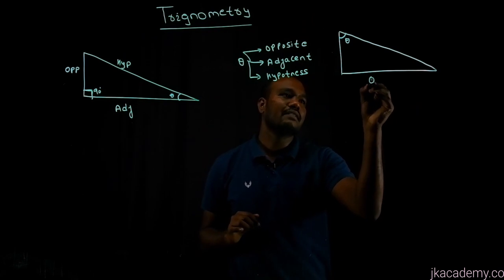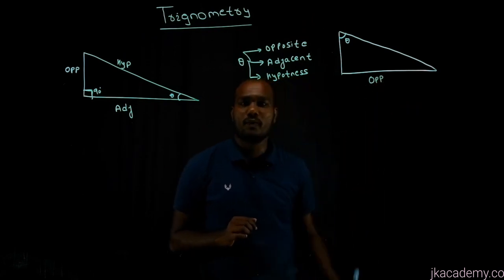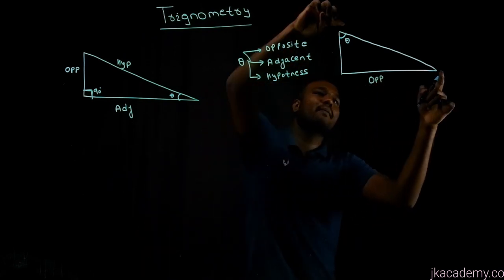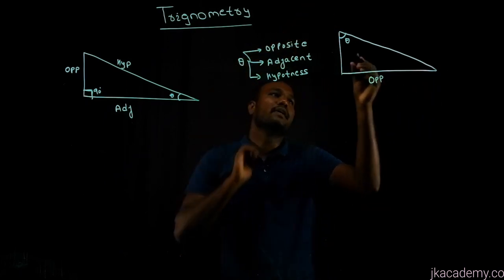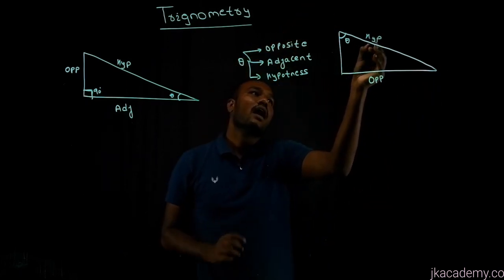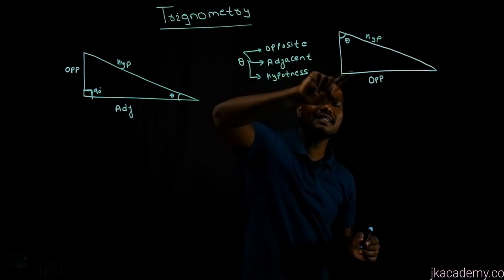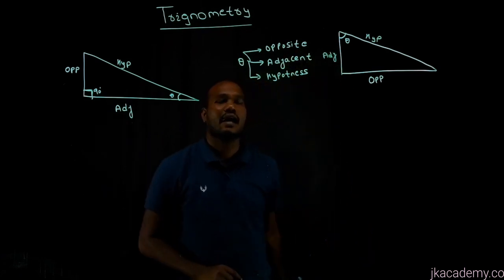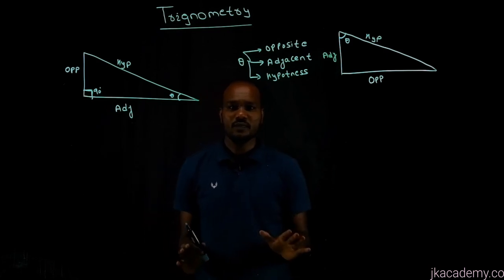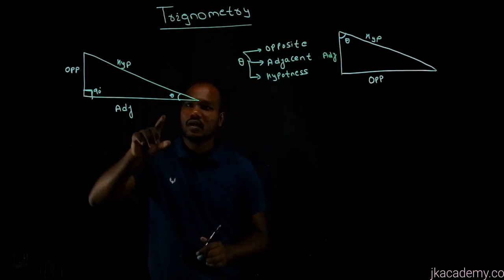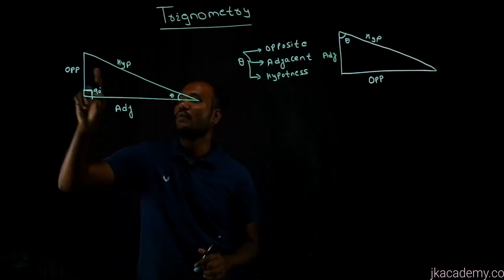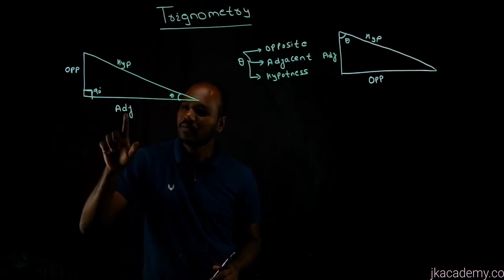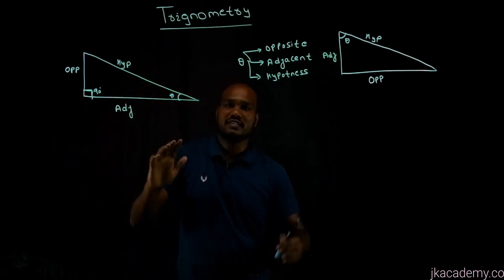So I will call this OPP, opposite. And this is the biggest side, and the biggest side is the hypotenuse. And this is behind, this is adjacent to this. I'll call this ADJ, that is adjacent. Is that cool? See here, I took this as theta, opposite to this, which is beside. Beside is adjacent, and then hypotenuse.